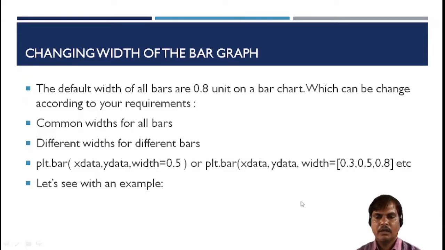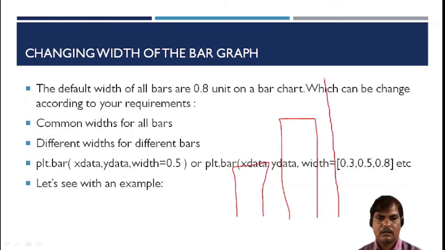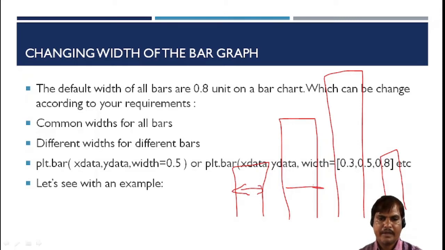Today we are going to learn how to change the width of a bar graph. Width in the sense of when you are generating the bar, right? Your bar is generating in this format. Got it? What is this? This is called a width. From this place to this place, the distance is called a width.